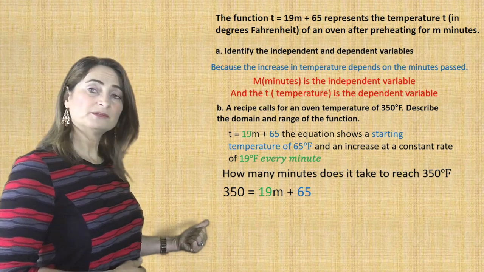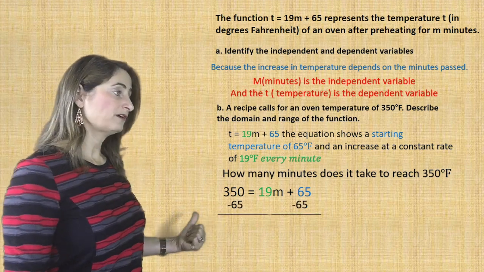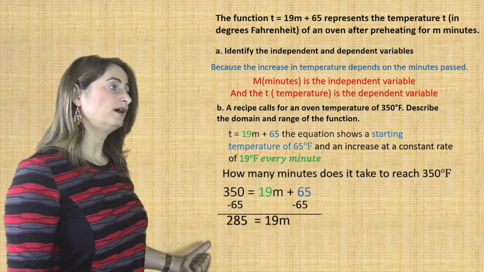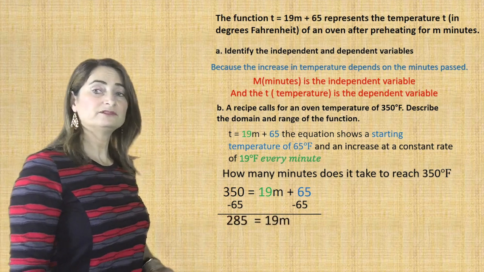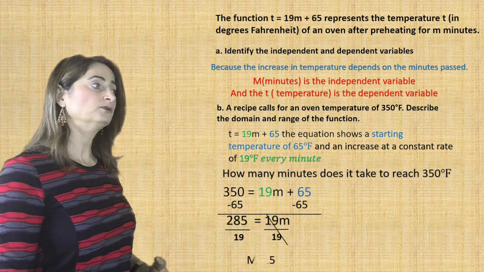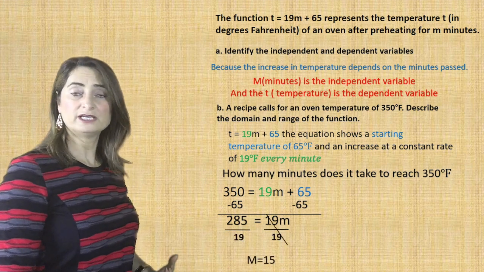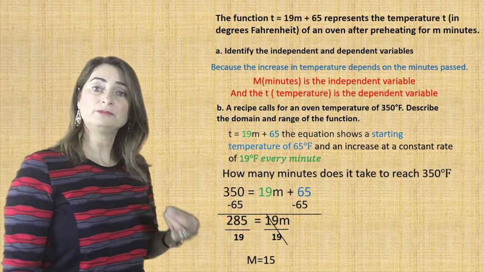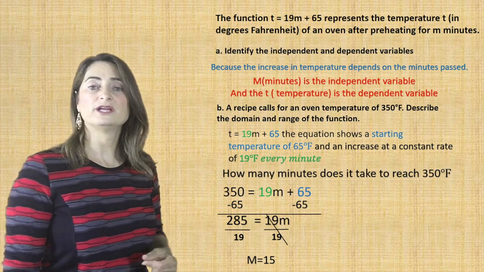The subtraction property of equality, subtract 65 from both sides. You end up with 285 equals 19m. Now the division property of equality, divide both sides by 19, and you get m equals 15. That means it takes 15 minutes for the temperature to reach 350 degrees.